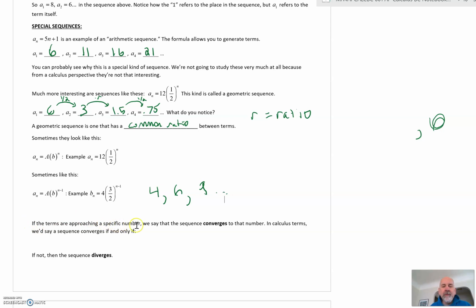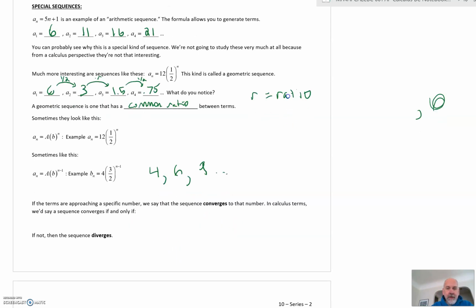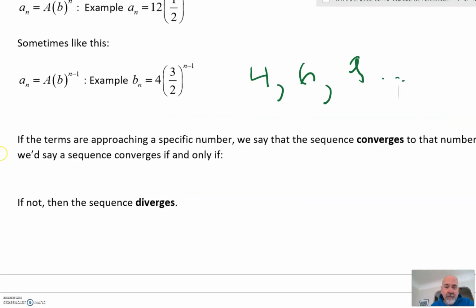But if the terms are approaching a specific number, we say that the sequence converges to that number. This term converge is going to be used a lot this chapter. In calculus terms, let me move up and blow it up. In calculus terms, we'd say a sequence converges if and only if the limit as n goes to infinity of an equals some number L. So notice it's not the n, so the number of the term is going to infinity, but the terms themselves are getting closer to a number. That's what will tell you if a sequence converges, is if the limit approaches something.